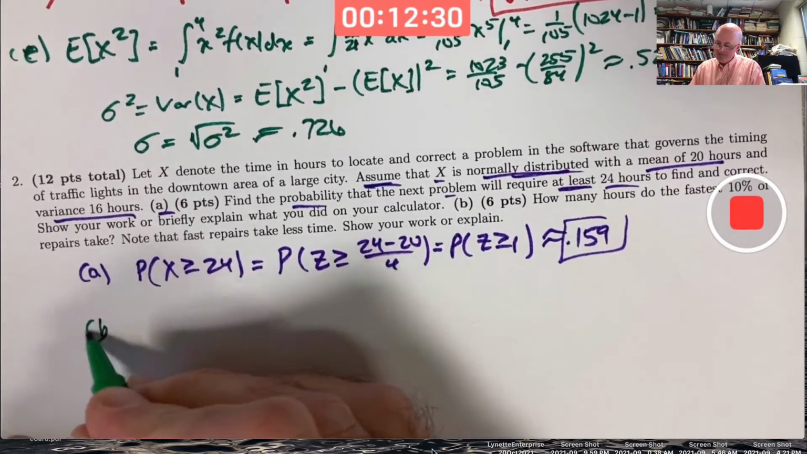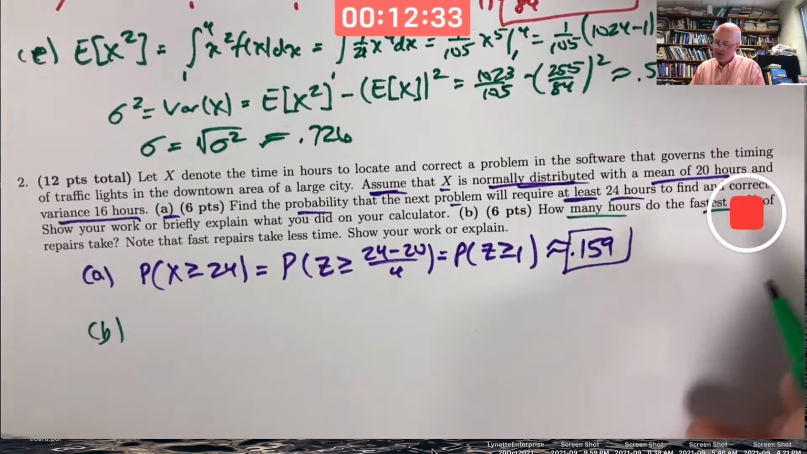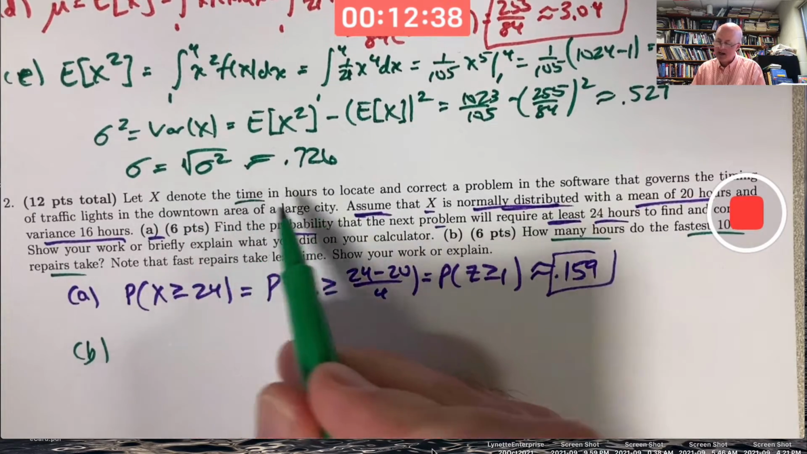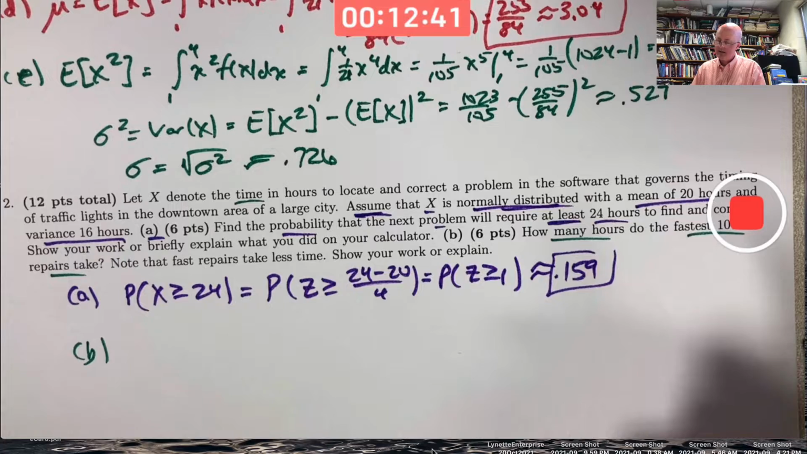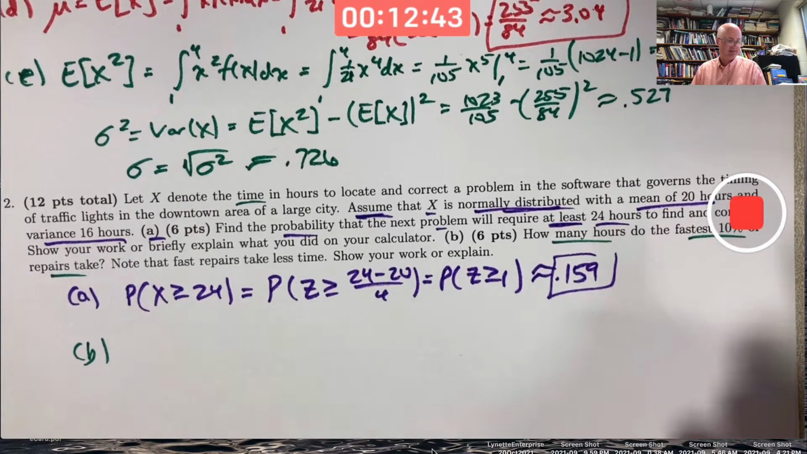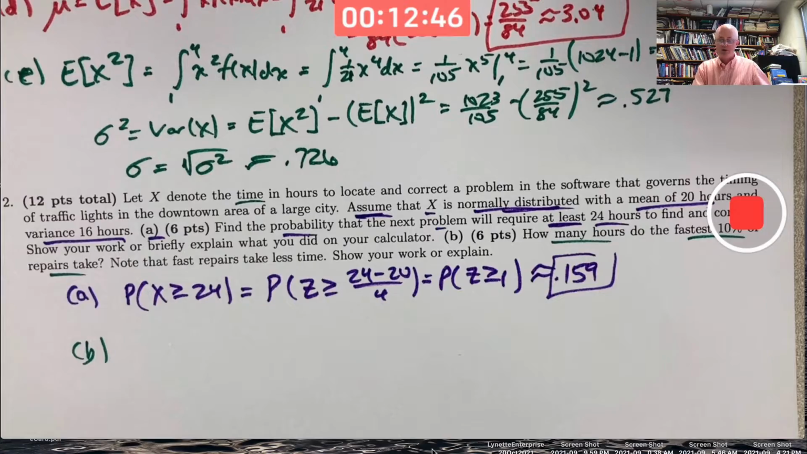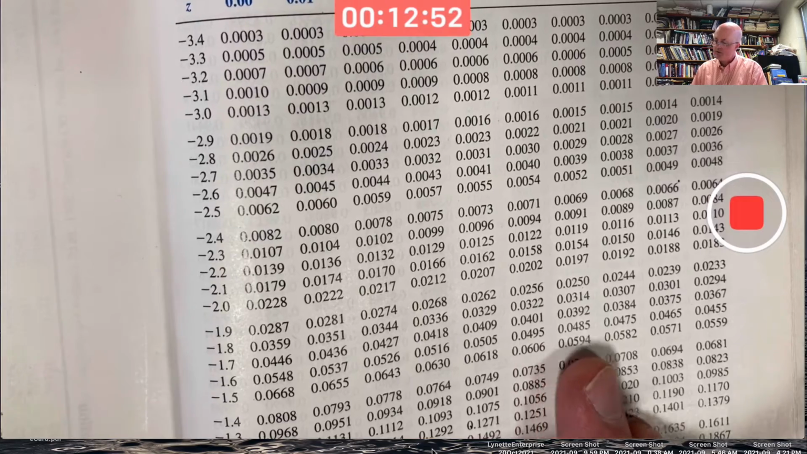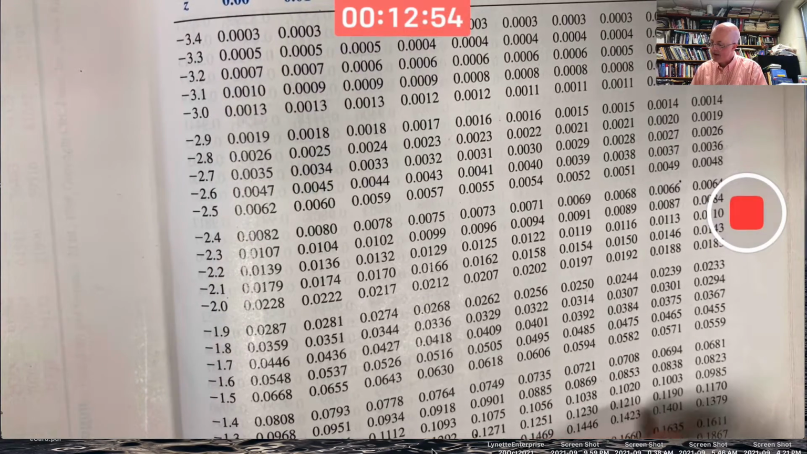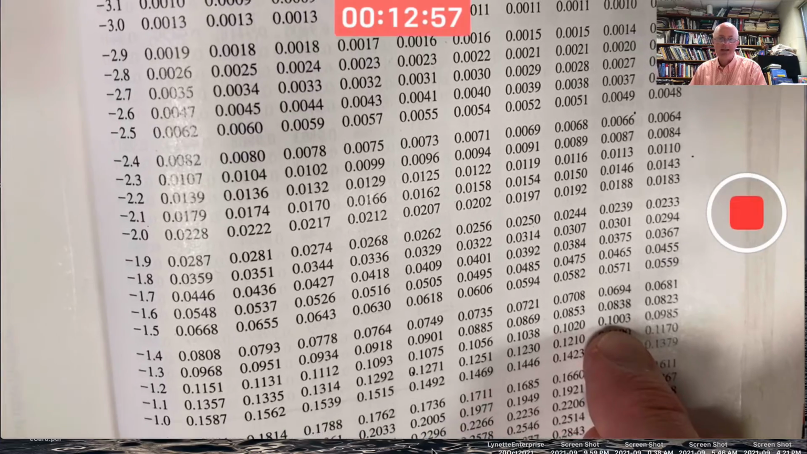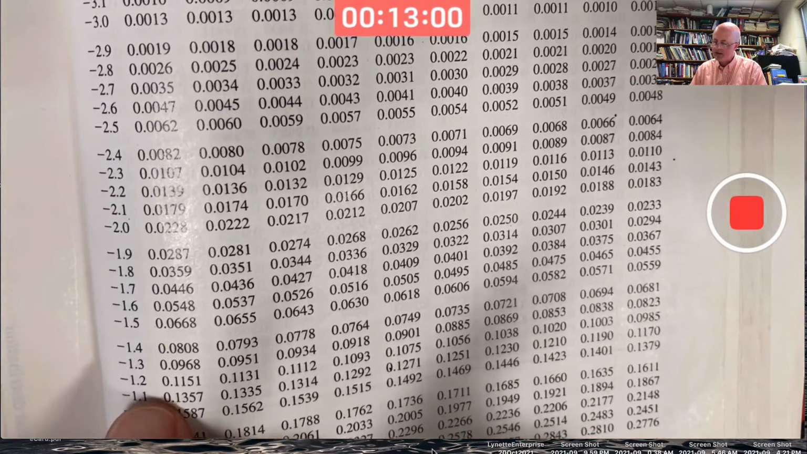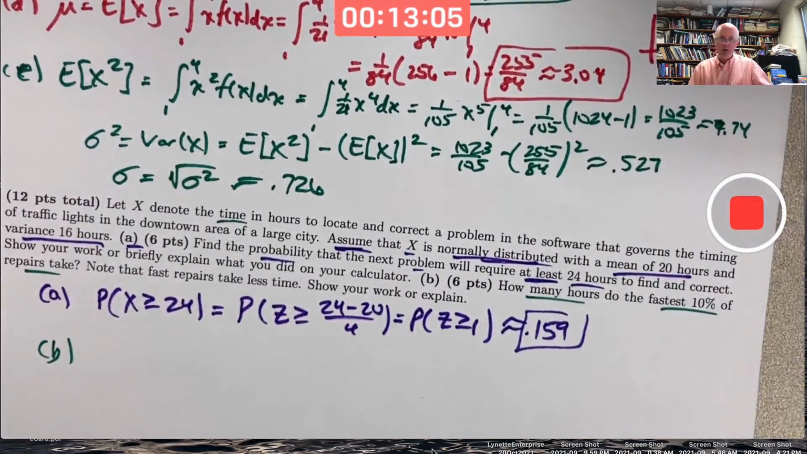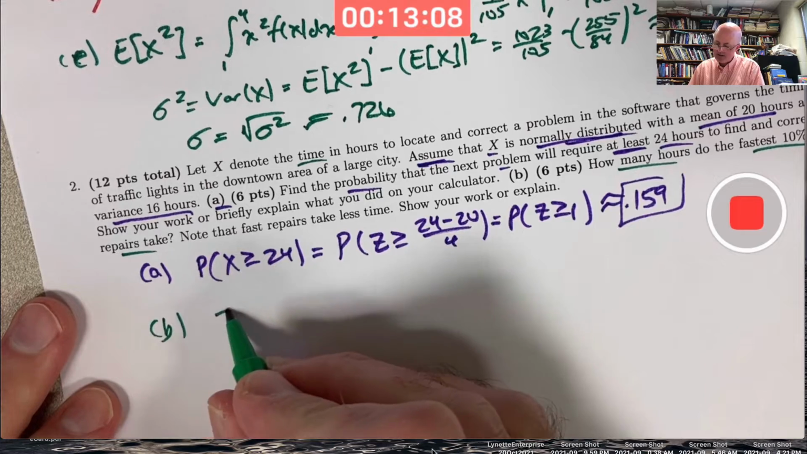Part B. How many hours do the fastest 10% of repairs take? Fast means x is small because x is the time to correct the problem. So we're after really the 10th percentile for x. Actually, I'm more used to doing this with the table. We're looking in the CDF table for an area equal to 0.1 as close as we can get. And it looks like that one right there is as close as we can get. And it corresponds to z equals negative 1.28 if we go up to the top there. Z equals negative 1.28 is at the 10th percentile.